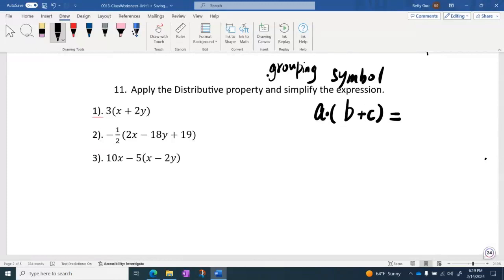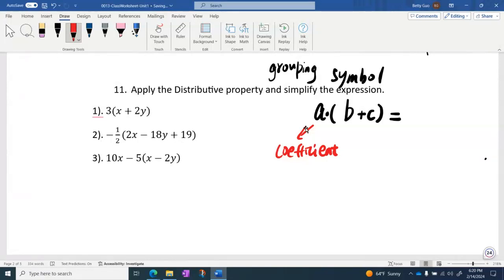There are two terms. You should be able to see that after Monday. B is the first term, C is the second term, and they are the two members in a group. And the number in front of the parentheses, multiplied with the group, is called a coefficient. We see this word again, right? Coefficient is a very important concept in algebra.